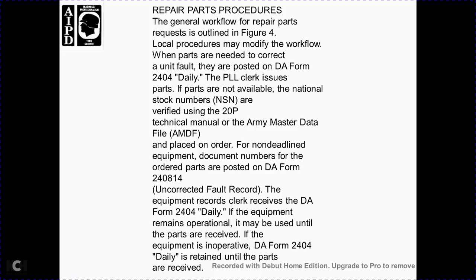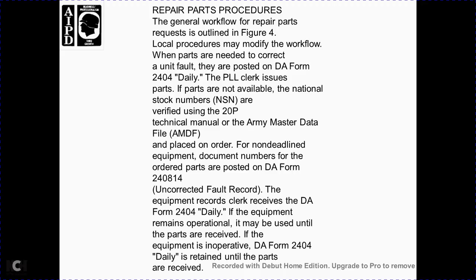Repair parts proceed with the general workflow, with the repair parts requested as outlined in Figure 4. Local procedure is made out for the workflow with the brand of the parts needed. The unit may also post the DA Form 2404 daily with the PLL clerk and the parts list. Parts not available have the national stock number verified with the technical manual, the Army Master Data File (AMDF), placed on order, on deadline equipment and document number of the ordered parts, or posted on the DA Form 2408-14, uncorrected fault record.